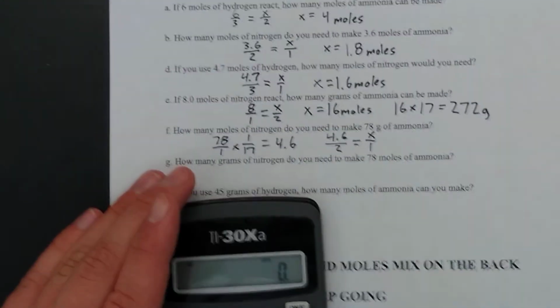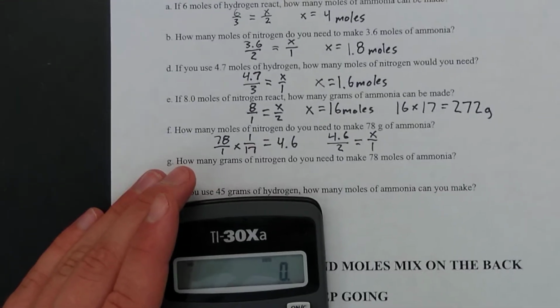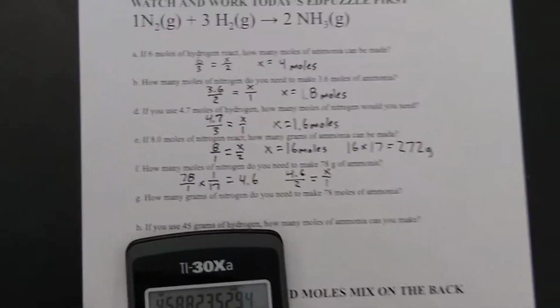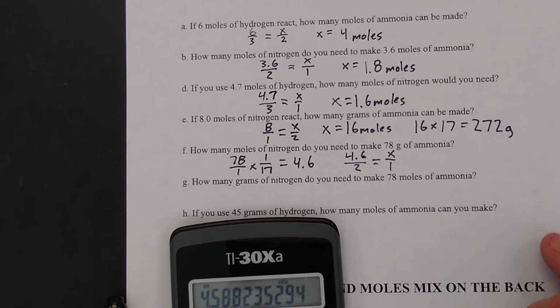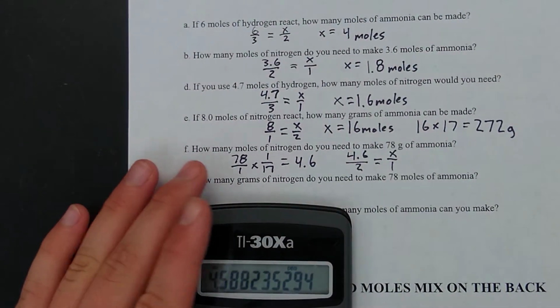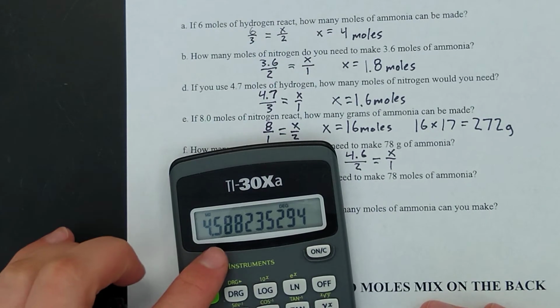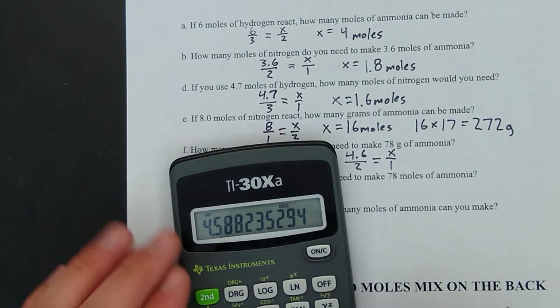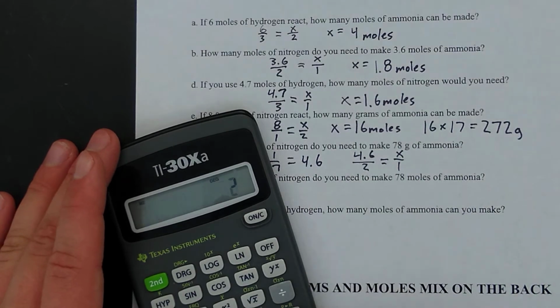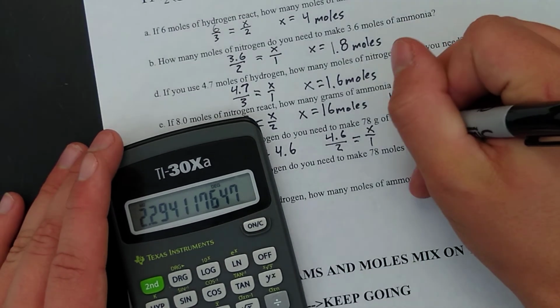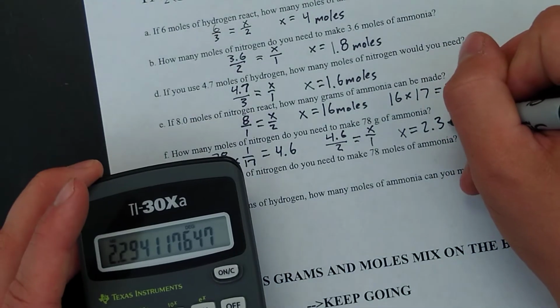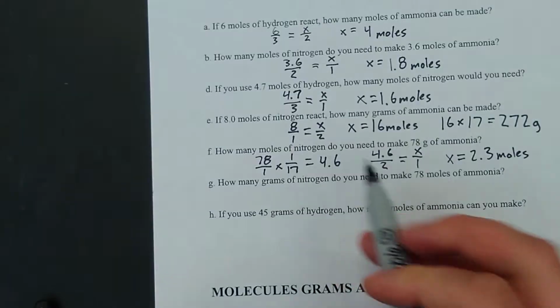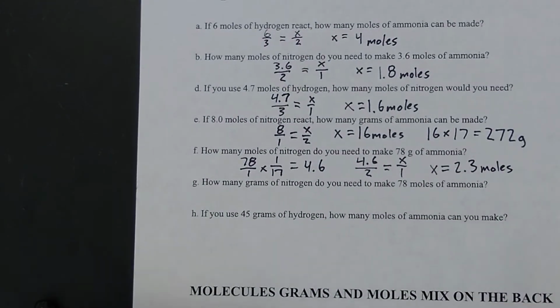Sorry about that, guys. A little malfunction over here, but we're good. Okay, so 4.6 is to 2, but we're really doing 4.588, all right? So we're going to divide that by 2 to give us our x. Our x is equal to 2.33 moles. And that's how many moles of nitrogen we need to make 78 grams of ammonia.